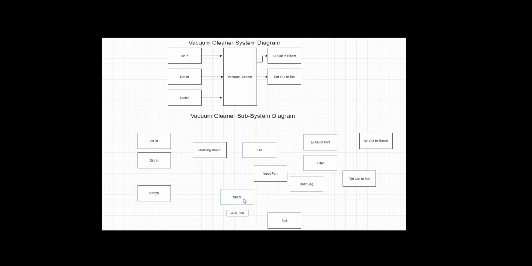Right. So the switch controls the motor. The motor controls the rotating brush. The motor also controls the fan. The air comes in and goes through the rotating brush. The dirt will also go through the rotating brush. Okay, so it's the air and the dirt, rotating brush, and then from there it goes through the fan. From the fan, it's going to go to the input port, right?